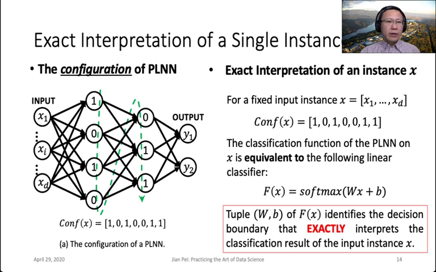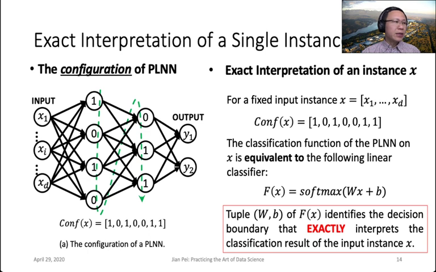So given a PLNN network and an instance, the activation status of all the hidden neurons is fixed. The configuration of a PLNN is then simply the cascade of the status of the hidden neurons. Next, let's see how to exactly interpret the classification result of an input instance X.